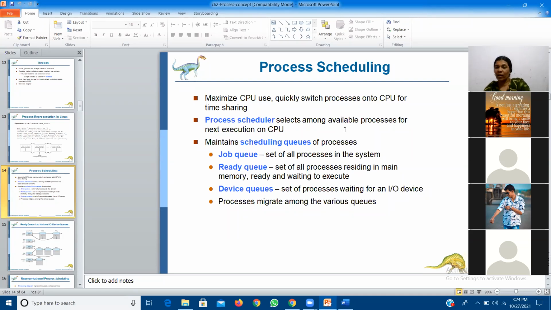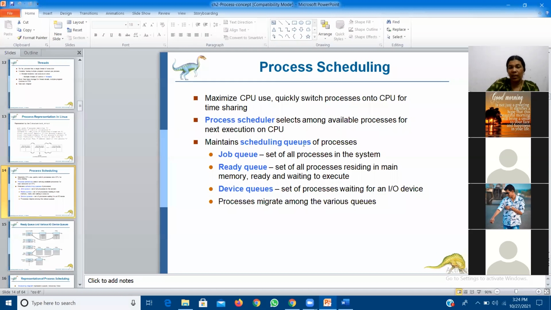What is a scheduler? It is a small program in the OS, and its work is to schedule. What is done by scheduling? Deciding the sequence. How to decide the sequence? For that purpose, again we take the help of algorithms. The process scheduler selects among available processes for next execution on the CPU, choosing the process which is required to run on the processor.